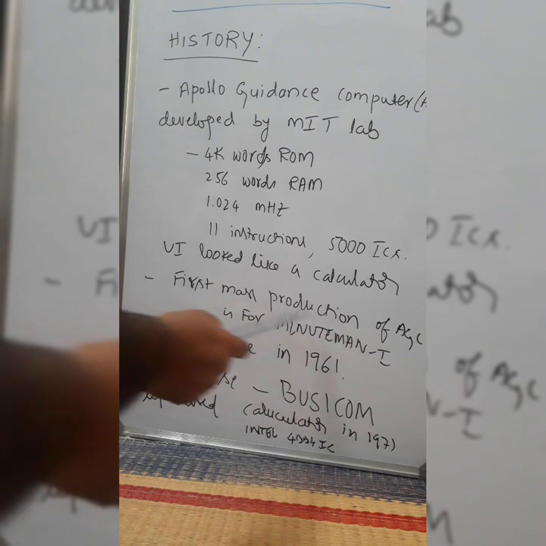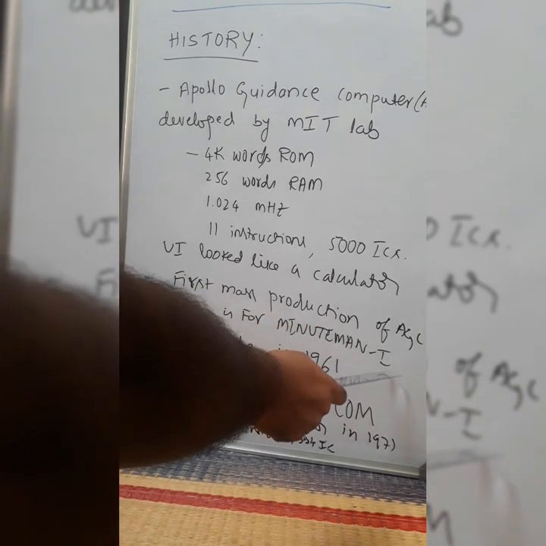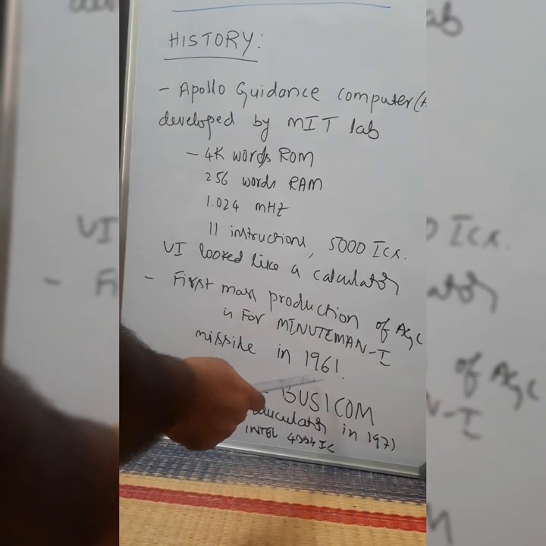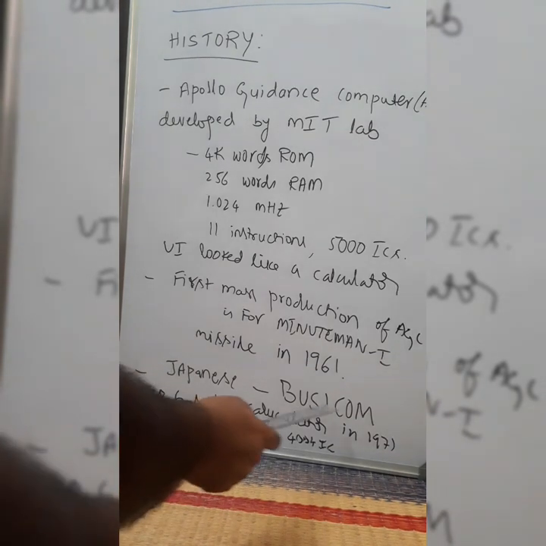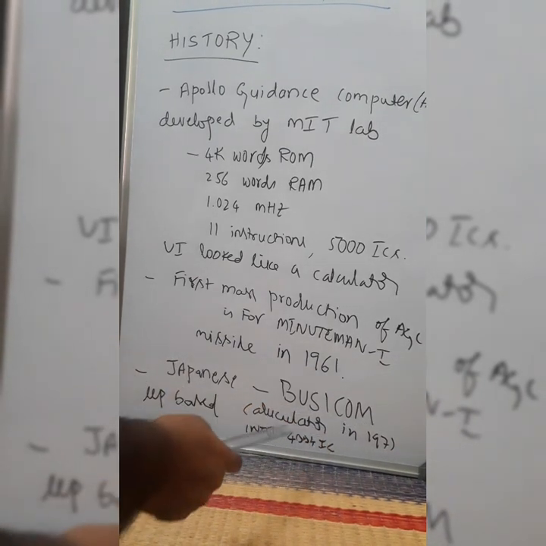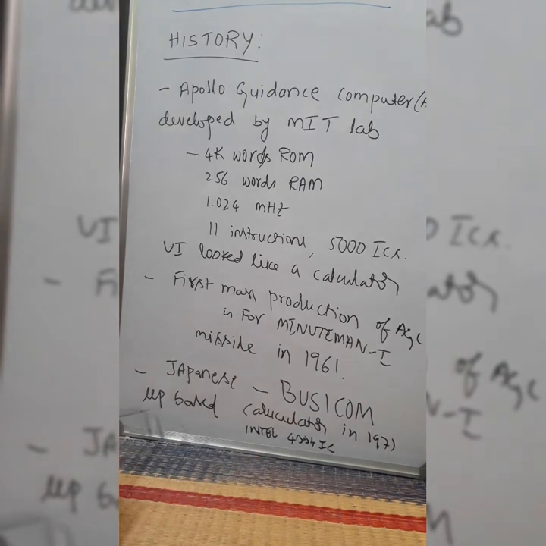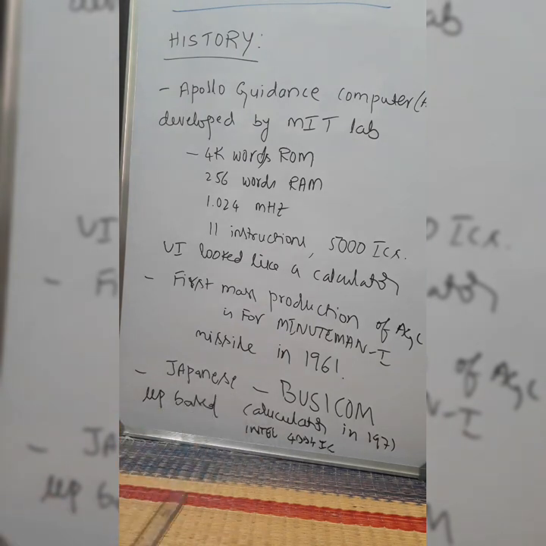Then the first mass production of AGC, called Minuteman 1, which was a missile control system, was brought out in 1961. Japanese came up with a Busicom embedded system, which looked more like a calculator, in 1971. It was a microprocessor based one, and it had Intel 4004 IC as its processor.